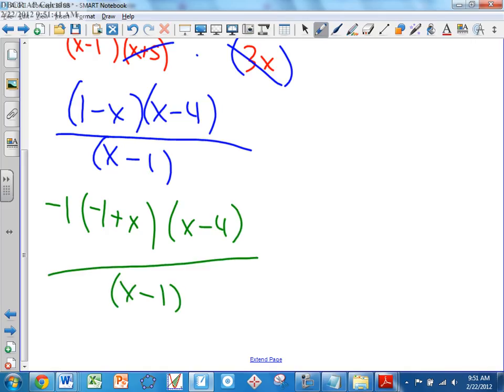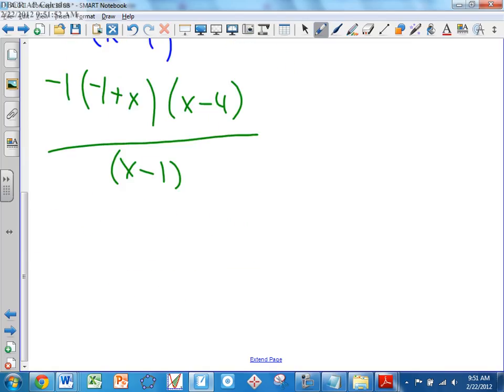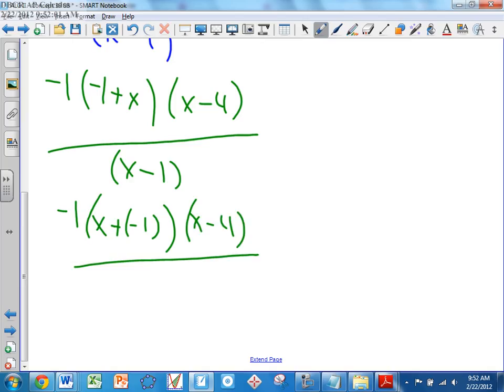Again, if I were to factor out a negative 1 out of just this left factor here, I factor a negative 1 out of this, I'm left with the opposite of those signs. But take a look. You see that it's negative 1 plus x. That's the same as x plus negative 1. Still with the negative 1 outside, all over x minus 1. Again, notice, this negative 1 plus x is the same as x plus negative 1. X plus negative 1 and x minus 1 are now the same thing.